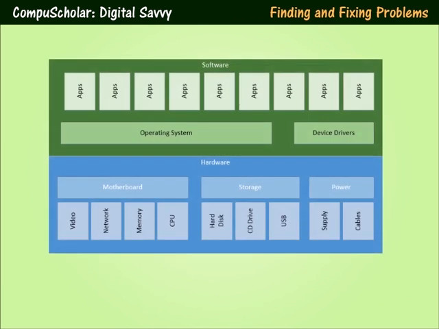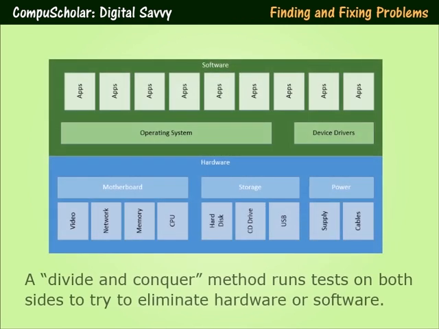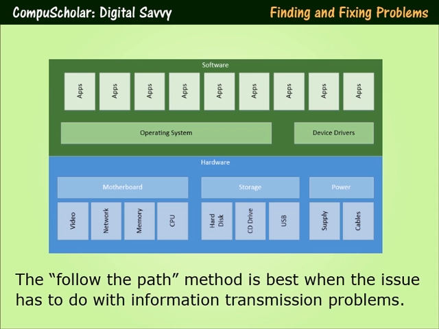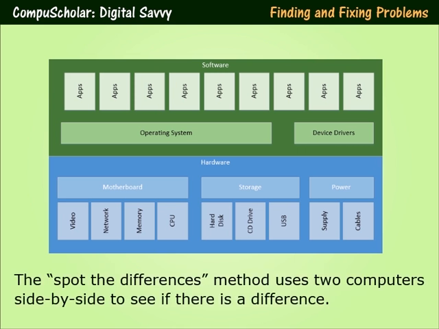If you have no idea where to start your troubleshooting, you may want to try a divide and conquer method. Now, this method will run some quick tests on both hardware and software to try to eliminate one or the other. The follow the path troubleshooting method focuses on the movement of data within your system, and this method is best when the problem has to do with information that's not being sent or received in a normal way. Finally, there's the spot the difference troubleshooting method. And this method is fantastic when you have two computers, one working and one not, that you can compare side by side. Any difference between the two computers may point you to the root cause of the problem.